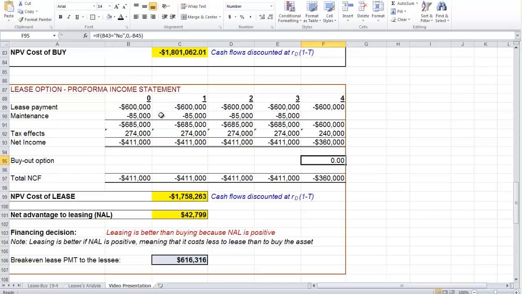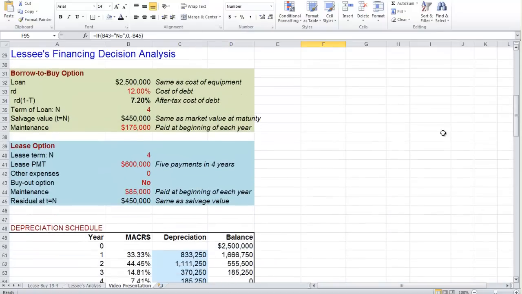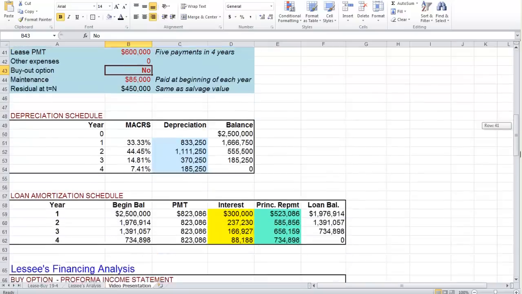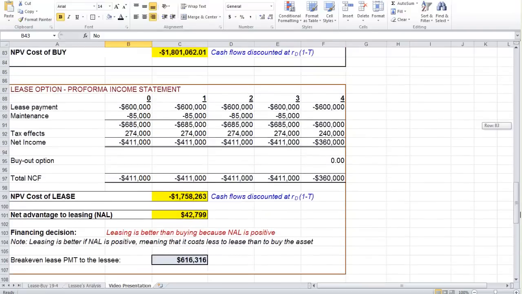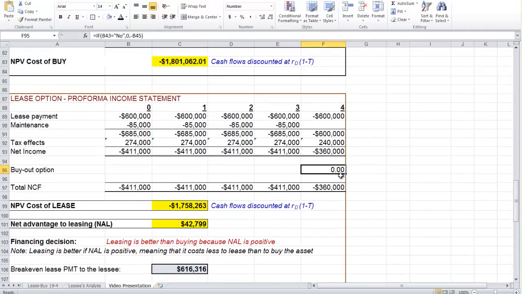I use an if statement, if you like. It makes it more global: if this cell here says no, then there's not going to be a buyout option, in which case put a 0 right there. Because if there was going to be a buyout option, then the cost of the equipment 4 years from now would appear there.